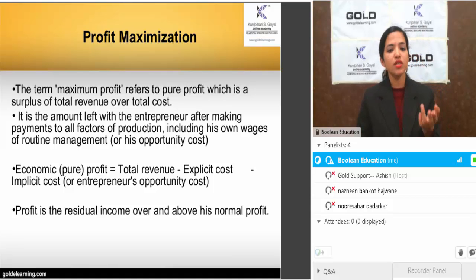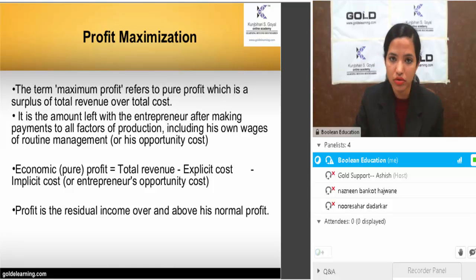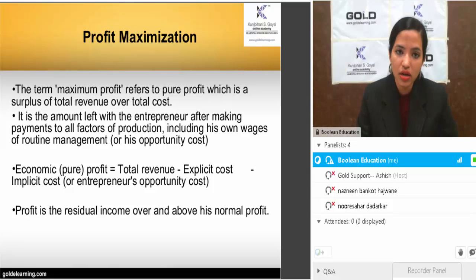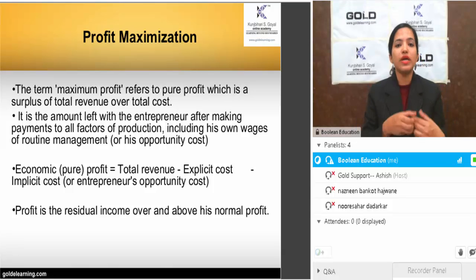So see, profit in accounting term and profit in economic term are slightly different concepts, right? So देखिए, economic profit क्या होता है? In economic term, what do we consider as profit? So profit is the total revenue minus explicit cost and implicit cost, right? So entrepreneur का जो अपॉर्चुनिटी कॉस्ट है, इम्प्लिसिट कॉस्ट, राइट, उसको भी हम रिड्यूस कर रहे हैं, उसको भी हम यहाँ से रिड्यूस कर रहे हैं, then what you get is profit.